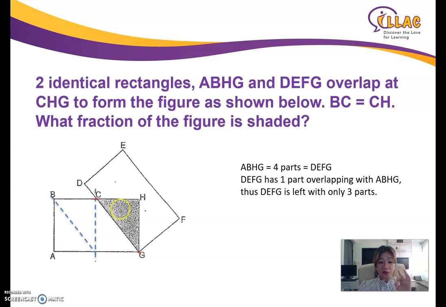Okay, so if that is 3 parts, this is 4 parts. I add this 4 plus the 3 outside, I get a total of 7 parts. Because they're overlapping, I cannot add 4 plus 4 because this area would have repeated itself, isn't it? So I minus out this 1 from DEFG, I get 3. 3 plus 4, I get 7 in total. So what is that one part that is shaded? What fraction? 1 over 7.